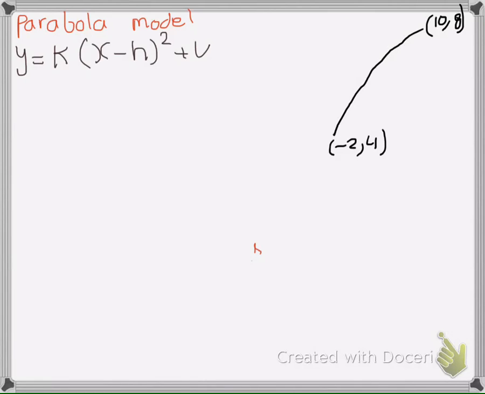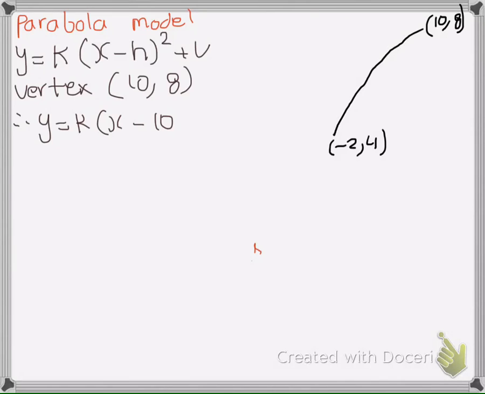Now the next bit is locating, because it's a parabola model, we're going to locate the vertex first. The vertex that we're going to locate is (10, 8). Therefore, the h value is 10 and the v value is 8. So you're going to write this equation using the vertex values. Now we're going to substitute the other point, which is (-2, 4), to find the k value.